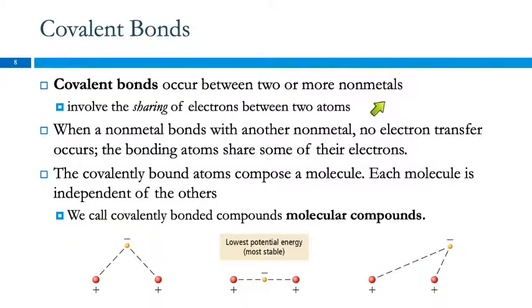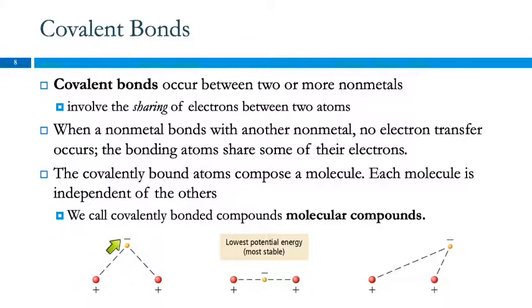With nonmetals, they both want to become negative ions, but nobody's willing to give up electrons and become the positive ion. So what they do instead of transferring electrons is they share their electrons. So the electrons are shared. There's no electron transfer. The covalently bound atoms together, and it could be 2 or more, compose a molecule. Each molecule is independent. And so because these compounds contain molecules, we call them molecular compounds, as opposed to ionic compounds that have ions.